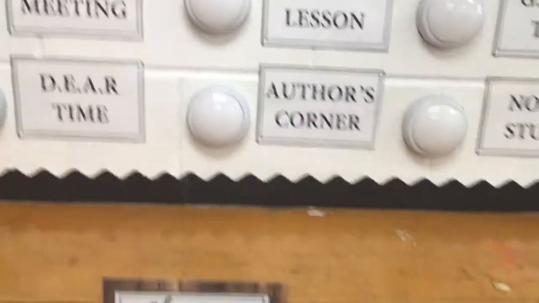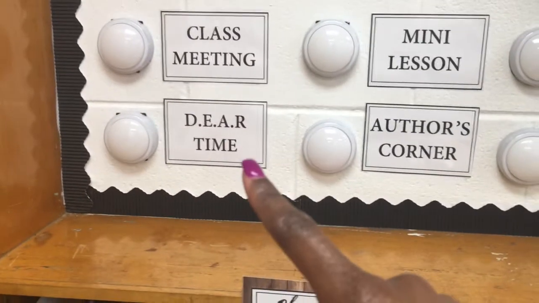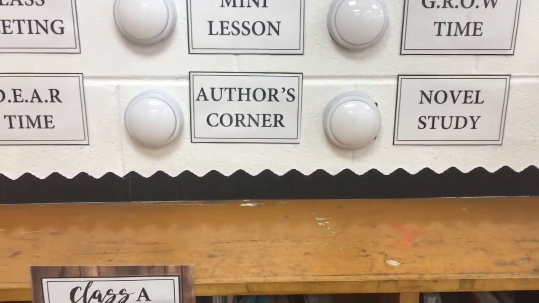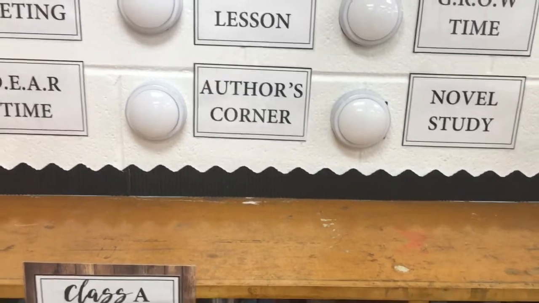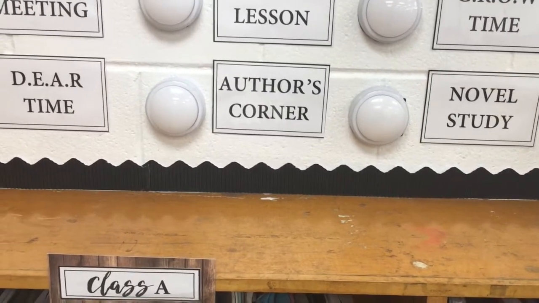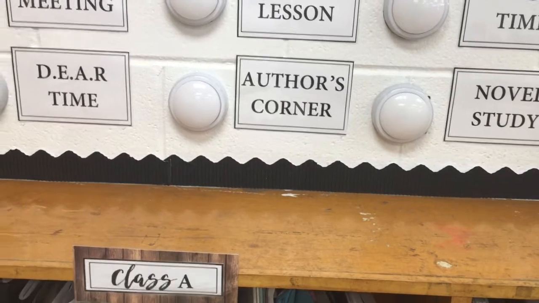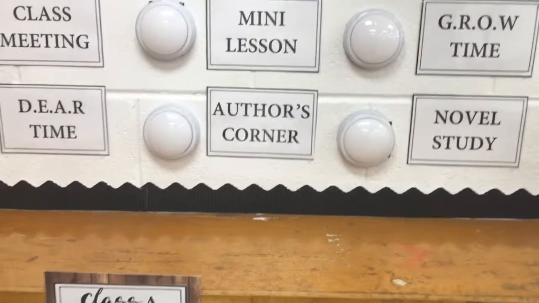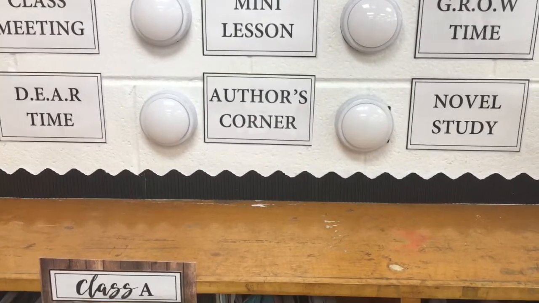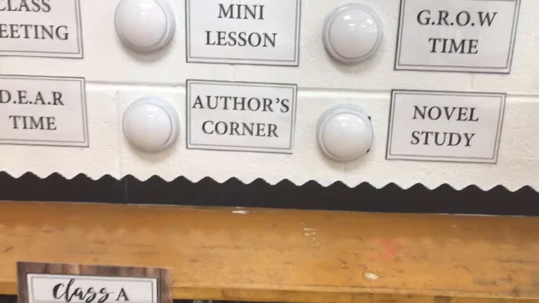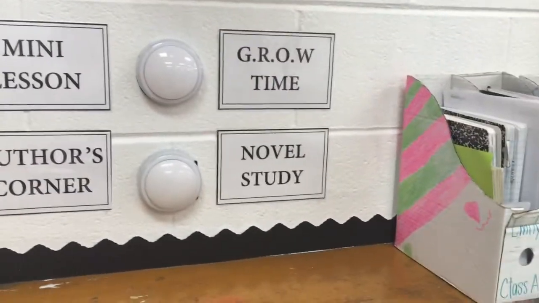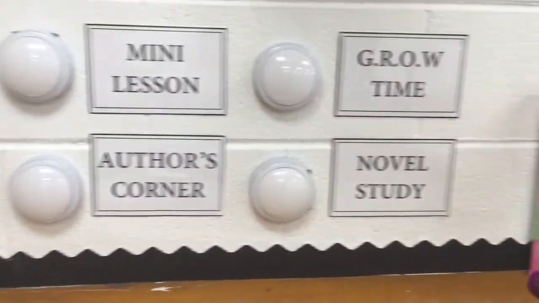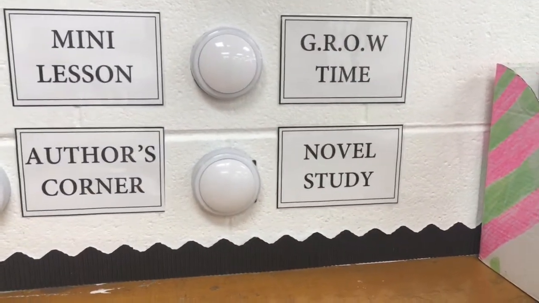If you're wondering what some of these are, so Dear Time is drop everything and read, independently reading on your own. Author's Corner, we do a writing program which is called Write Score. So after our Write Score writing lesson, they go back to their writer's spot. I just call it the Author's Corner because they're writing. But they know if that light is on, they're working independently unless they are pulled by myself or one of my co-teachers.